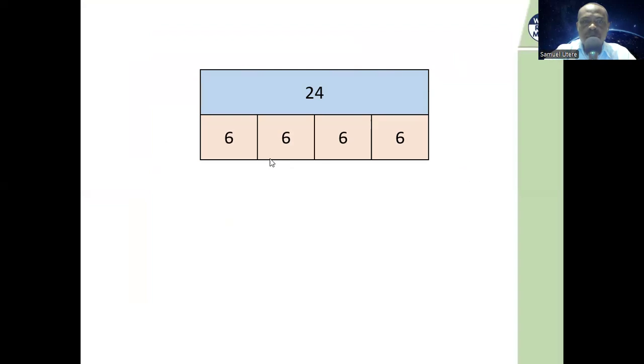Here, remember we always add the bars. If we add the 4 lots of 6, we can write this as 4 lots of 6 equal to 24. Right? So we can write this as this calculation. We can also remember that multiplication is commutative, so we can switch it around. We can actually write 4 times 6, 4 lots of 6, or 4 times 6 equal 24.